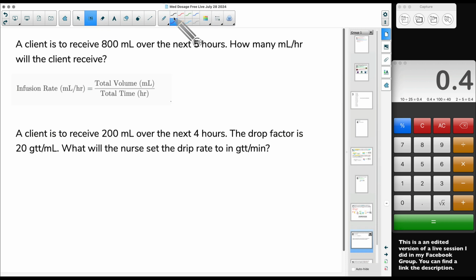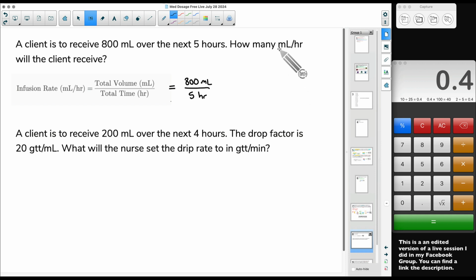So in this first one, the formula is fine. I mean, it works great. Total volume in milliliters. Total volume, the client needs 800 milliliters in all. The time over the next 5 hours. And y'all, literally, I want you to see technically dimensional analysis is still happening.